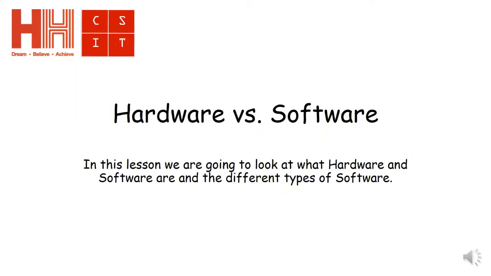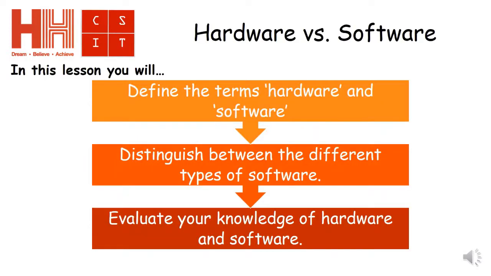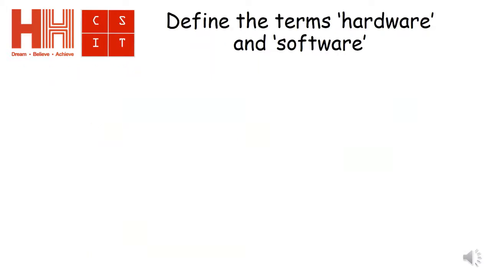Hardware versus software. In this lesson, we are going to look at what hardware and software are and the different types of software. We are going to define the terms hardware and software, distinguish between the different types of software, and evaluate your knowledge of hardware and software. We're going to start by defining the terms hardware and software.